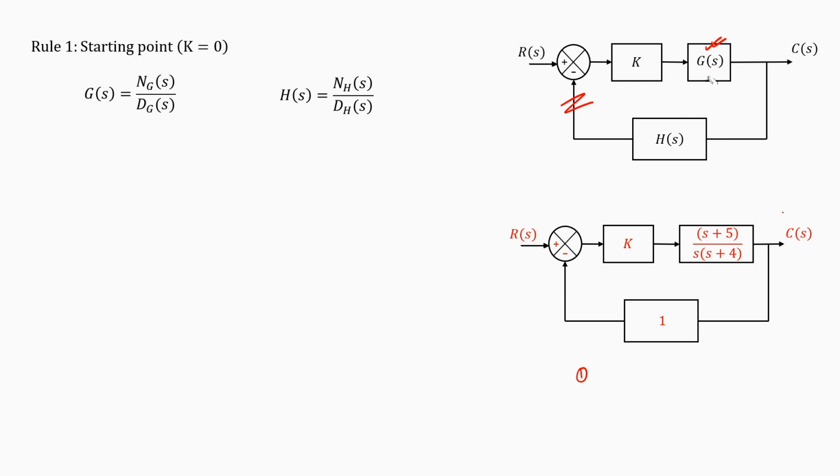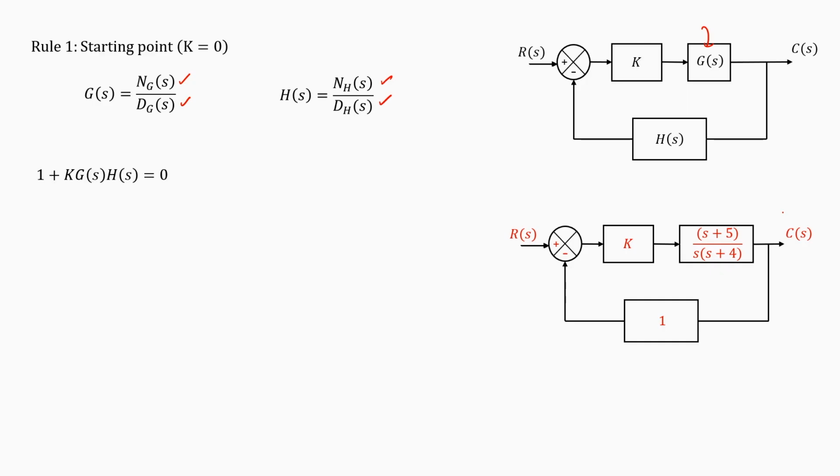So the open loop transfer function is G into H. Okay, remember that. Let us start at the starting point. What are the closed loop pole locations at K equal to 0? Now at K equal to 0, G is a transfer function, so it will have a numerator and a denominator, and H will have a numerator and a denominator.